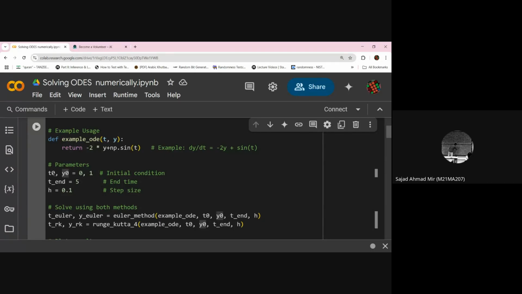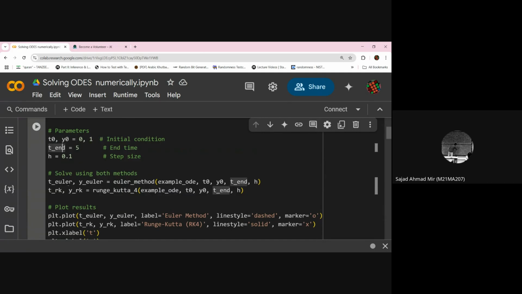I am initializing the points. t0 is my zero point and y0 is the value 1. This is because we are solving the initial value problem. And my t end point is 5. Up to this point, I want to calculate the values with a specific step length. Let's say h is 0.1.